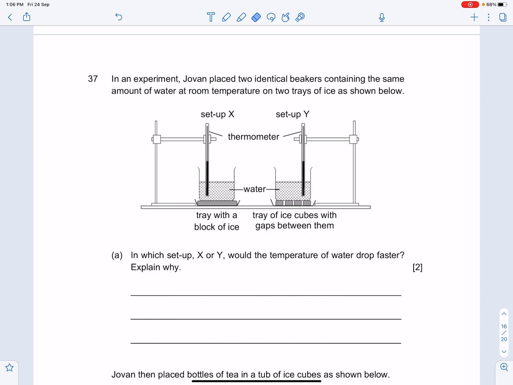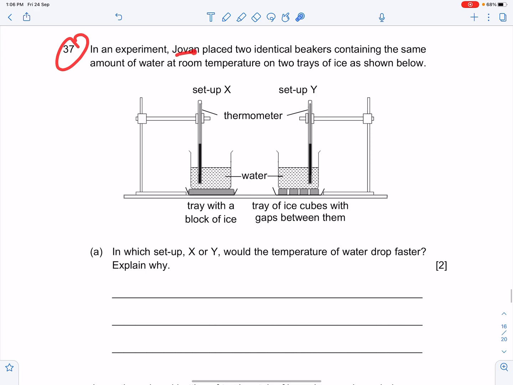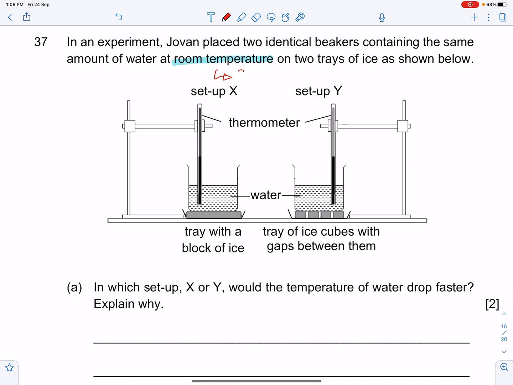Okay, so question number 37. In an experiment, Jovan placed two identical beakers containing the same amount of water at room temperature on two trays of ice as shown. So I tell you, all these things are very important. Room temperature is important, especially if they state room temperature for a reason. Room temperature is about 25 degrees Celsius. We usually take it as such.